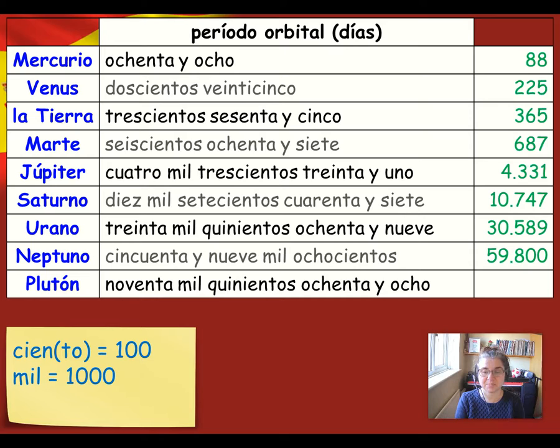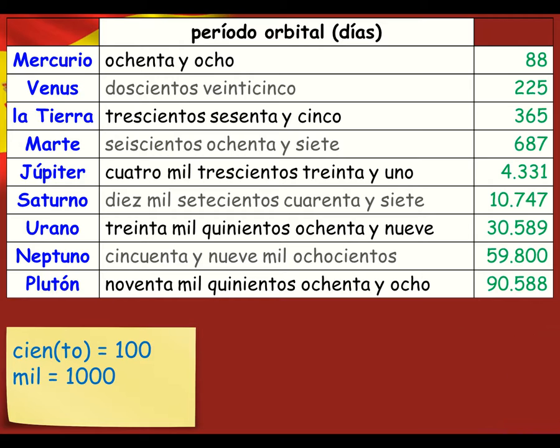59,800 days. And finally, for Pluton, it's 90,588. Did you work that one out? It's a huge number. 90,588. So 90,500 days more than Mercury. So it takes Pluto 90,588 Earth days to travel just once around the sun.